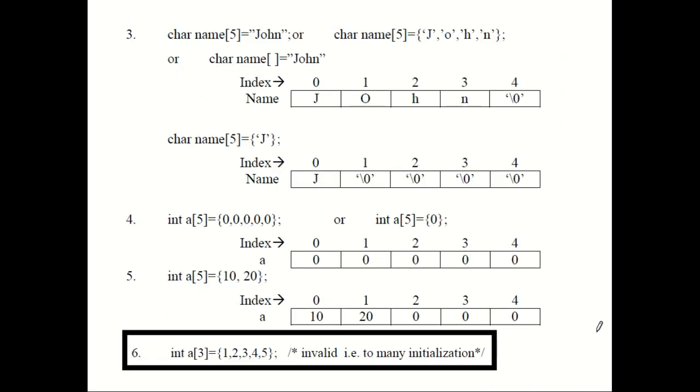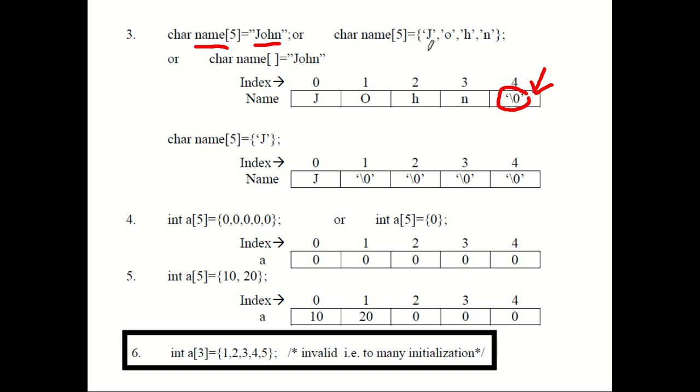Let us take a few examples. Here name is an array of maximum size 5, and this is initialized with John. The first character is stored in the first location, the second in the second location, and so on, and the last location is filled with the null character. This indicates the end of the string.